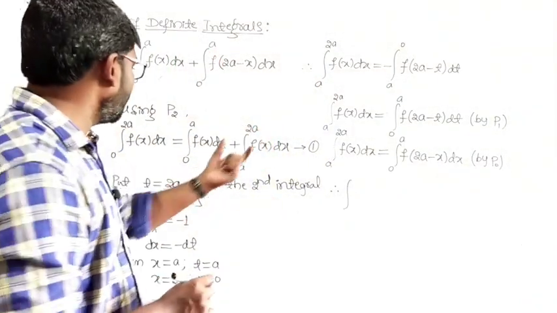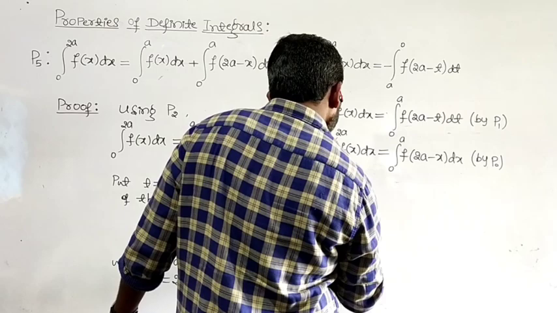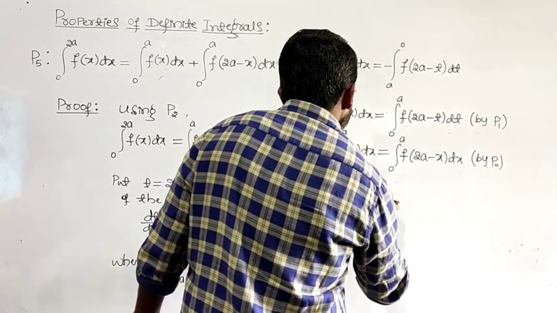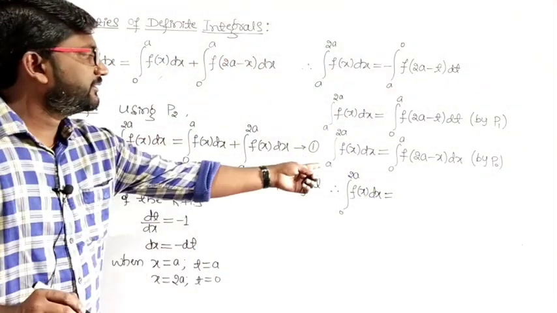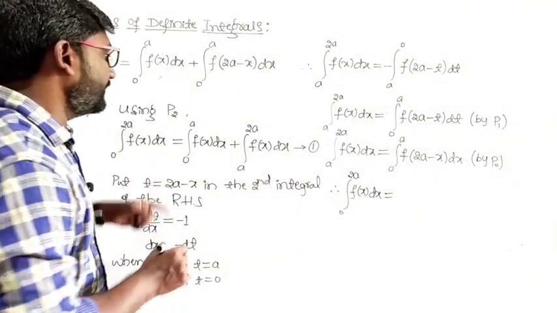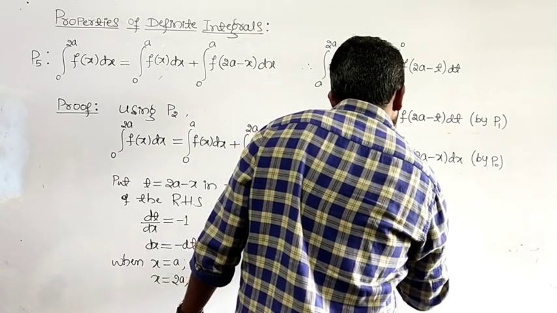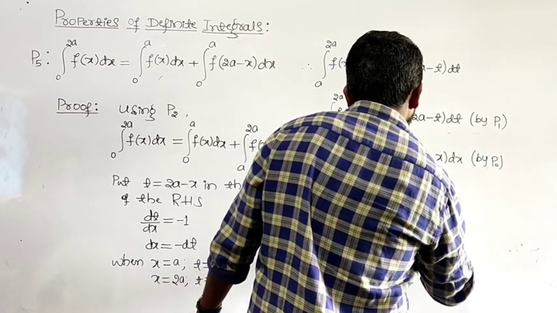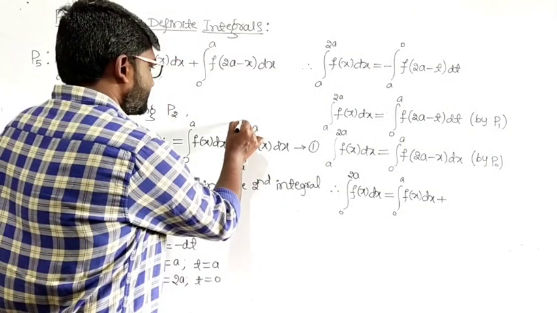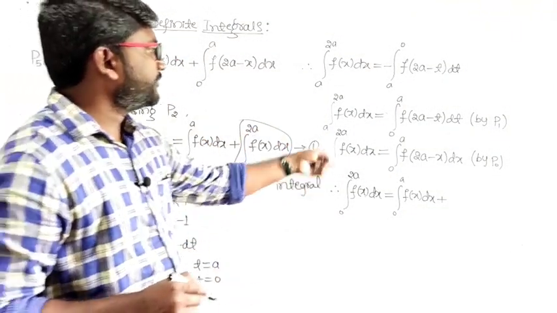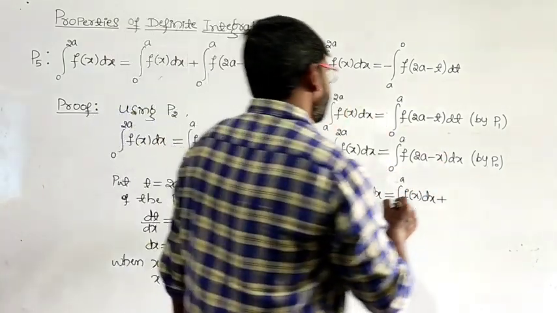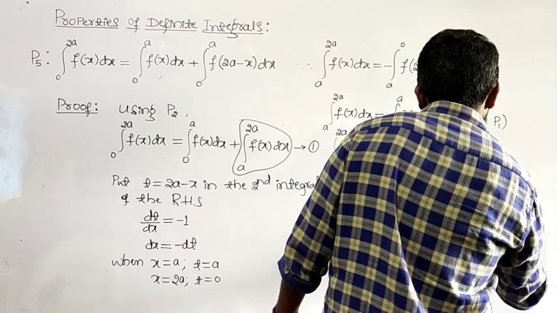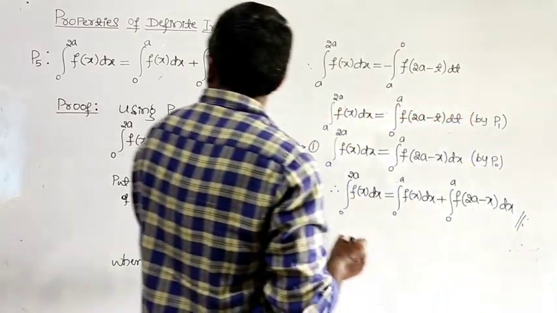Now see here, therefore, the integral from 0 to 2a of f of x dx equals, or else here you write a statement, equation 1 becomes: the first integral I write as it is, the integral from 0 to a of f of x dx, plus, in place of the integral from a to 2a of f of x dx, I can write the integral from 0 to a of f of 2a minus x dx. So with this we have proved the property P5.